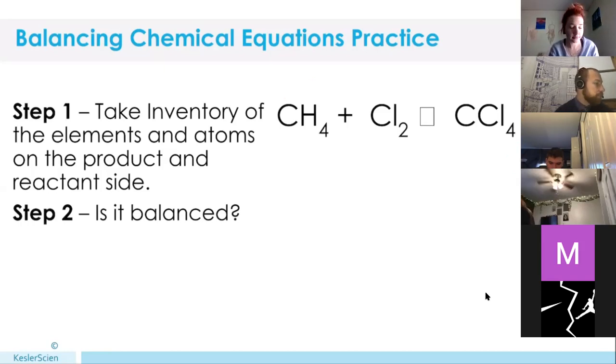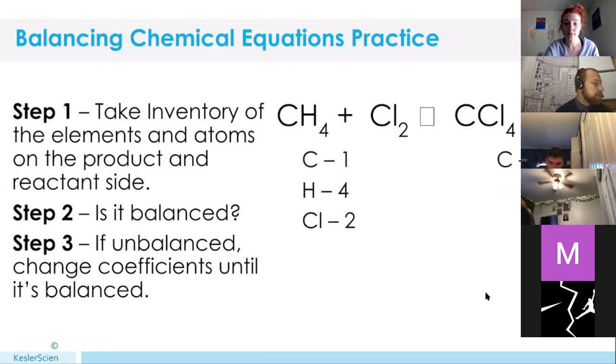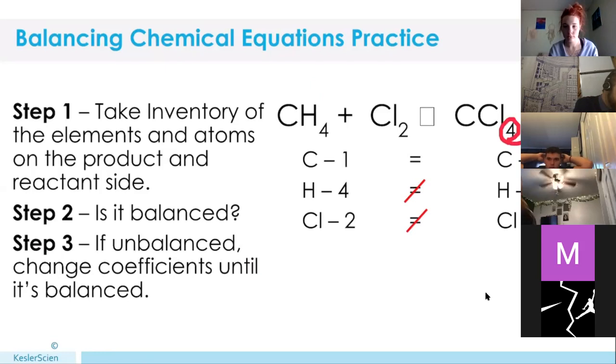So what are we going to do? We make our list. Not equal, not equal. So we're going to change our hydrogens. If we change our hydrogens on the right-hand side, that means we're going to have to change the coefficient in front of that hydrochloric acid to a 4. Now, when we change the hydrochloric acid to a 4, that means now we have 8 total chlorines, right? That's 4 from here, and now 4 from here.